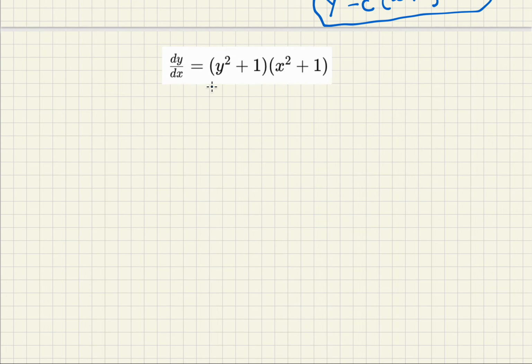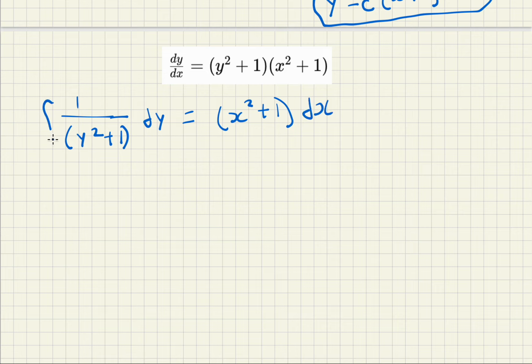So again, our first step is to separate the variables. And so, like in the last question, when you see brackets, I would advise to keep inside the brackets. So move the brackets as a whole. So I'll move y squared plus 1 to the left side. That would give us 1 over y squared plus 1 dy equals x squared plus 1 dx.